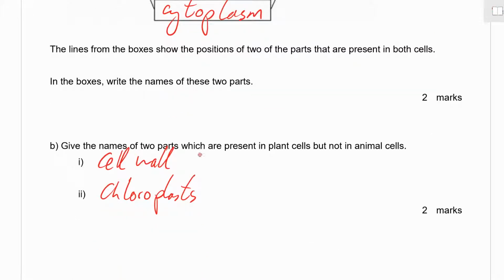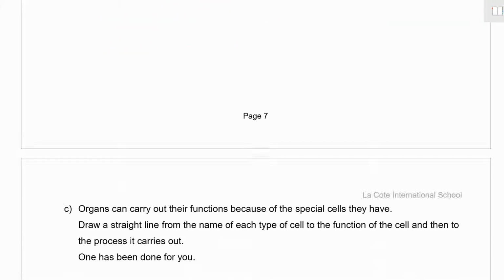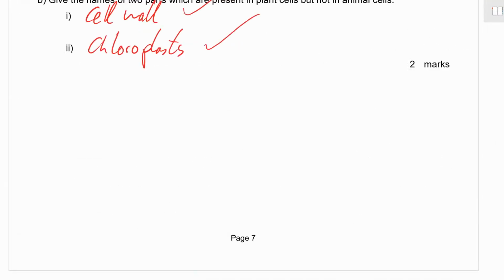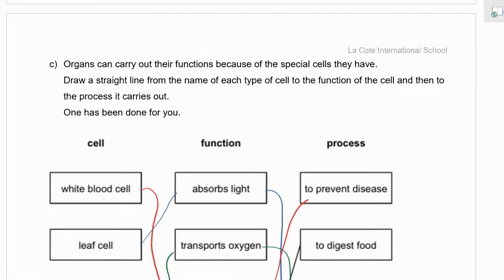Give the names of two parts which are present in plant cells but not in animal cells. So we're looking for the cell wall and chloroplasts. There are potential other ones, but those are the most likely, I think, which you would have put. Okay, draw straight lines to match up.